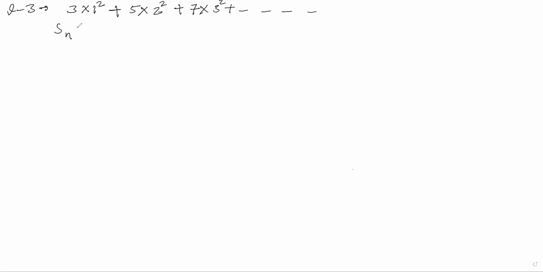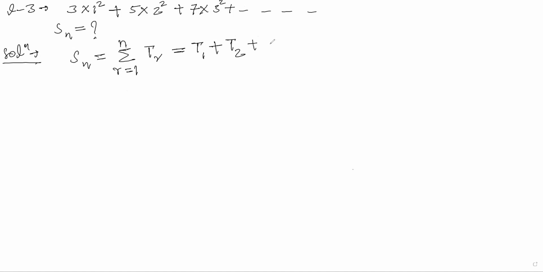We have to find SN. We know what SN is. SN can be found if we can find TR, then we will apply sigma from r equals 1 to r equals n, which basically means T1 plus T2 plus T3. So you will be putting the values of r starting from 1. If you put 1, you will get T1, then T2, then T3, T4, up to TN. What you have to do is just find the rth term, basically any term. What's the pattern? You have to get the pattern.